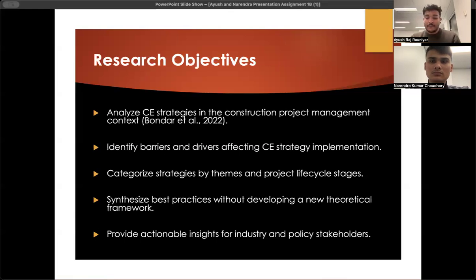So, for research objectives, our research has five main objectives. Understand how circular economy strategies are used in construction project management, identify the barriers like high cost or weak policies, and drivers like innovation or demand for sustainability. Group circular economy strategies according to project phases and highlight the best strategies from existing literature. We are not making new theories, but giving practical suggestions for companies, project managers, and even policymakers to follow.